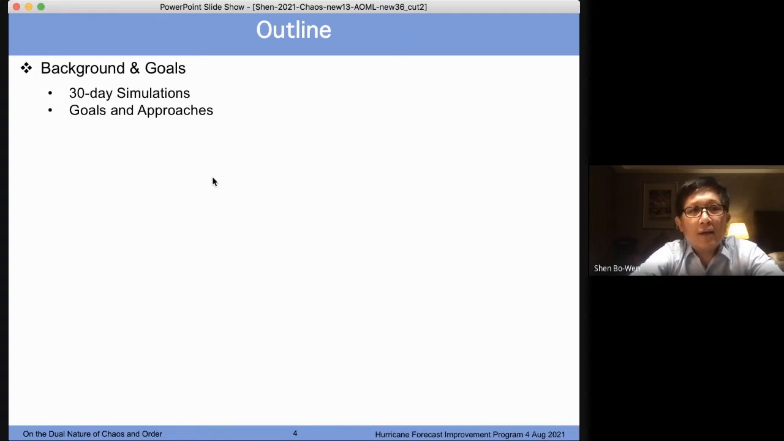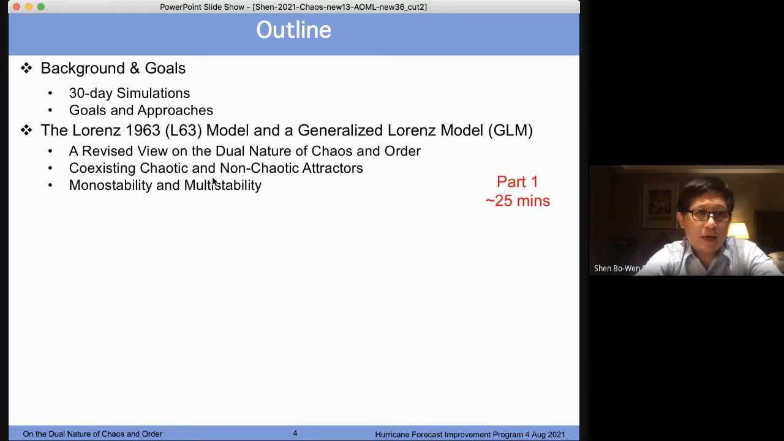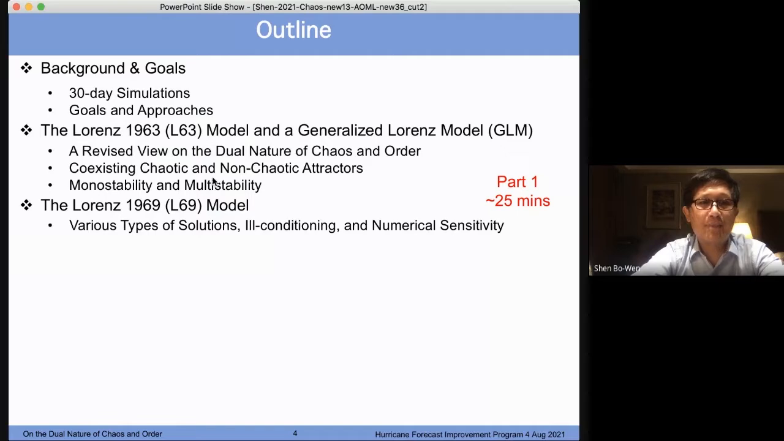So here's the outline. I will first present some motivations to address our goal and approaches. There are three parts. In part one, we're going to review major features of those models in order to provide a revised view on the dual nature of chaos and order. First, we are going to review major solutions of the Lorenz 1963 model and generalized Lorenz models, including coexisting chaotic and non-chaotic attractors, monostability and multistability. Then we are going to discuss the Lorenz 1969 model that produces various types of solutions and possesses error conditioning.